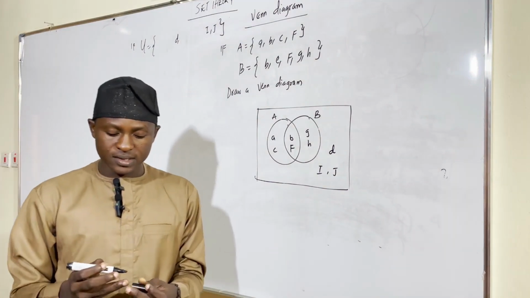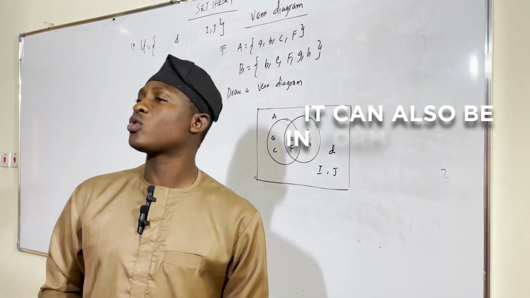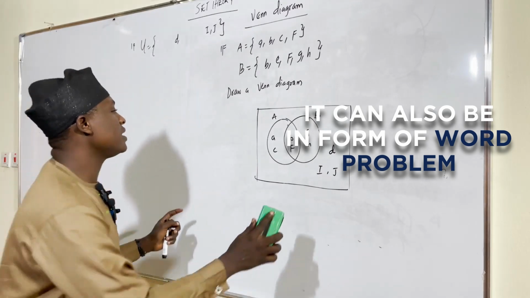So this Venn diagram problem can also come in the form of a word problem. Let's look at the word problem.